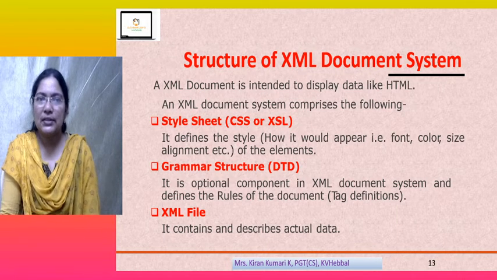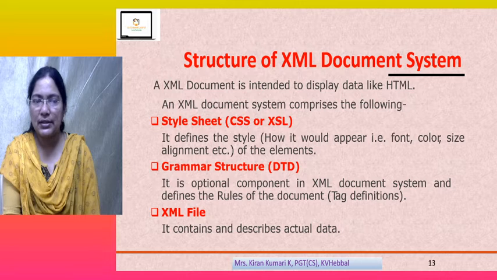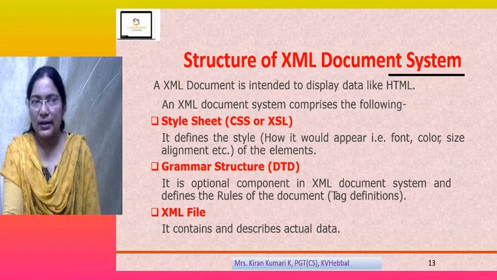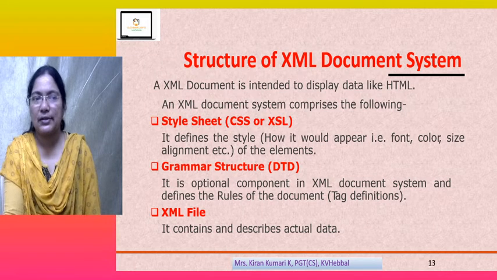So now, what is the structure of an XML document system? If you want to create an XML document system, we need either a CSS or XSL, one grammar structure, that is a DTD, and one XML file. An XML document is intended to display data like HTML. Suppose you are using it for that purpose, then you will go for a CSS, DTD, XML file, or you can have XML parsers also.